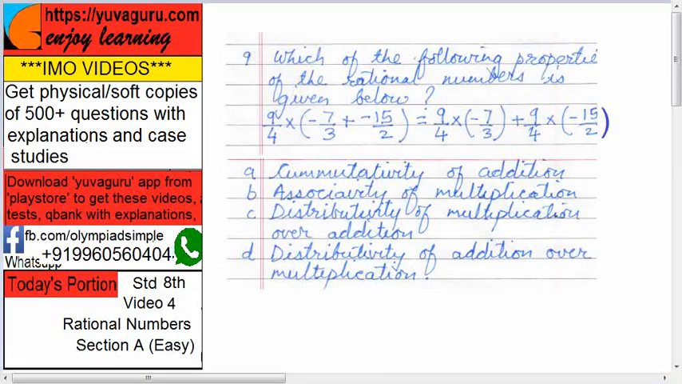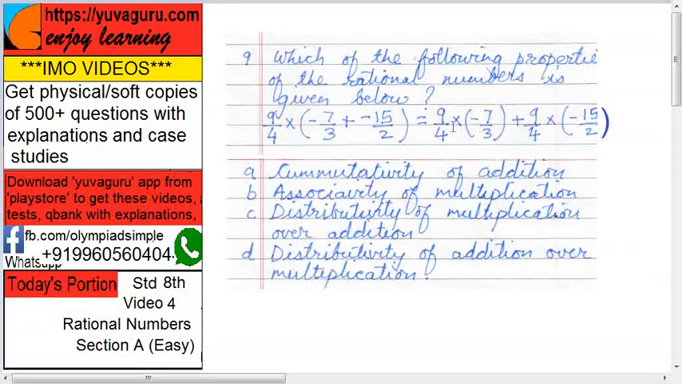Let's start. Which of the following properties of the rational numbers is given below? 9 by 4 into bracket minus 7 by 3 plus minus 15 by 12 equals to, see, it is multiplied: 9 by 4 into minus 7 by 3 plus 9 by 4 into minus 15 by 12. So which property is shown over here?